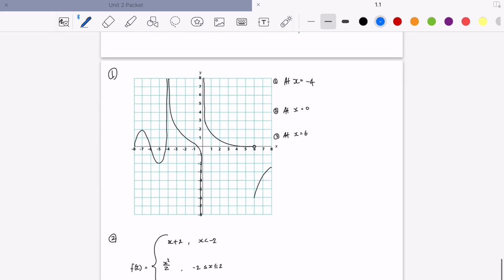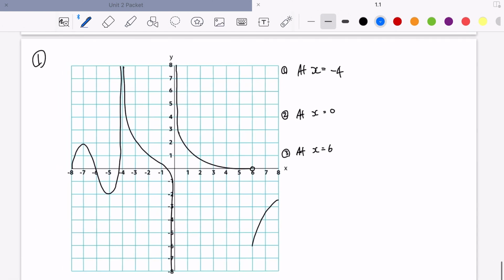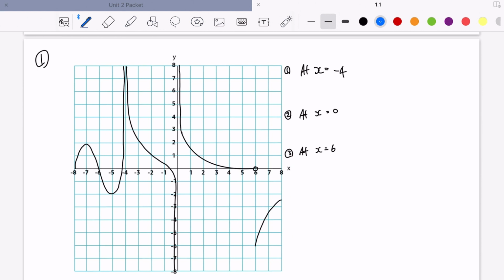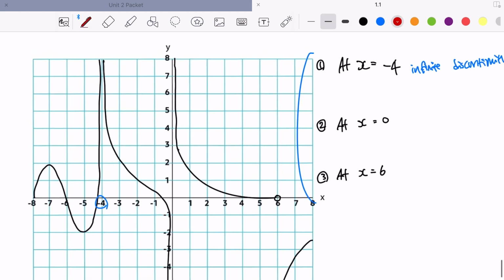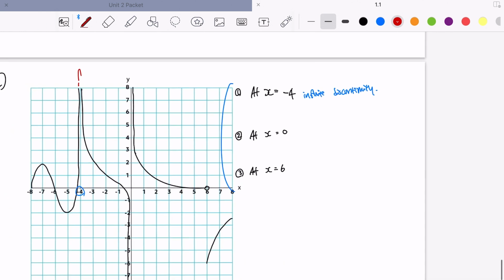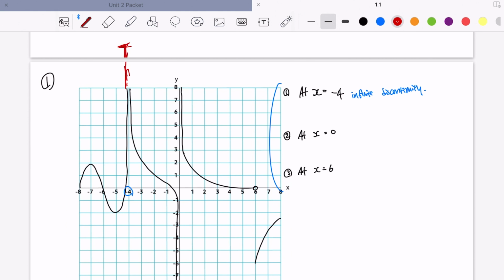Okay, so let's try some example questions. A graph is given, and all you have to do is determine whether the graph is continuous or not at the given points. Pause the video and try first. So at x equals -4, which is over here, it is infinite discontinuity. Because, as you can see, the line keeps going up over here, and we don't know when it stops. It goes infinite. That's why it is infinite discontinuity at x equals -4.